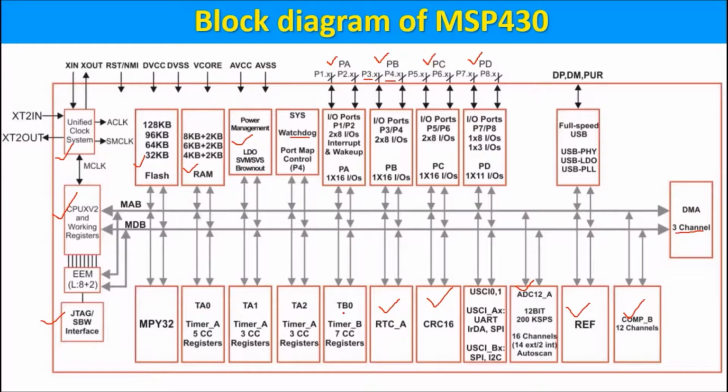All these blocks I'm going to explain in the lectures. Then MPY is a hardware multiplier of size 32. Hardware multiplication is always faster than software. So here there is a hardware block for multiplication. So these are the few peripherals which are available internally to this processor, and that's why it is like a controller.